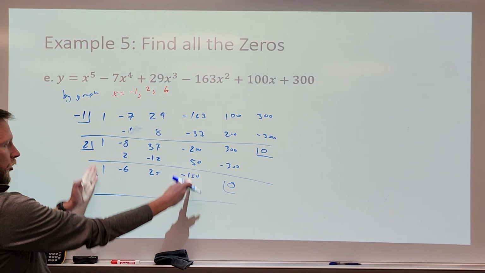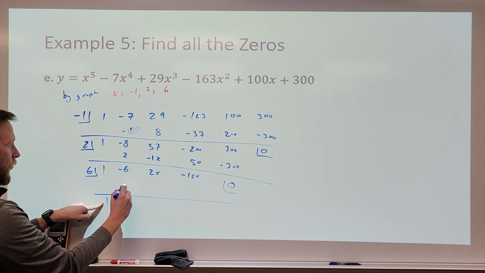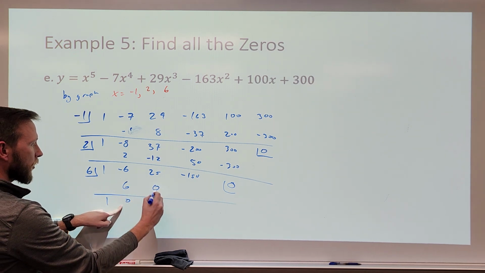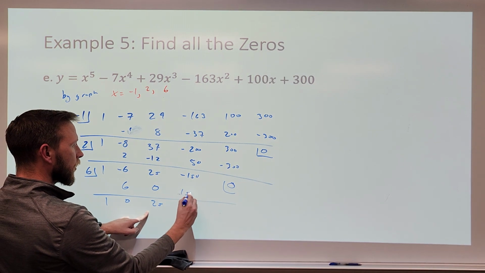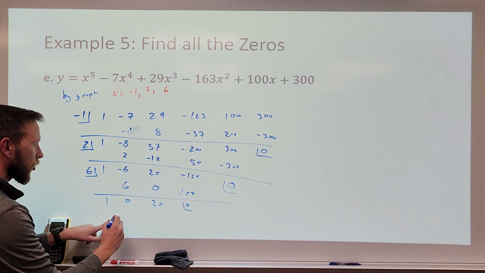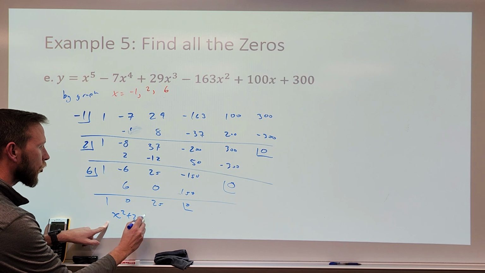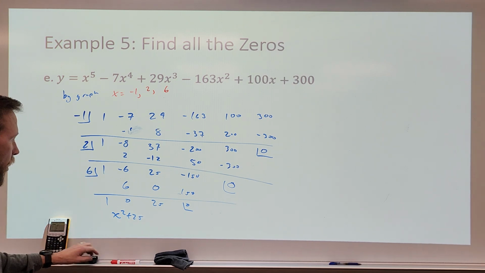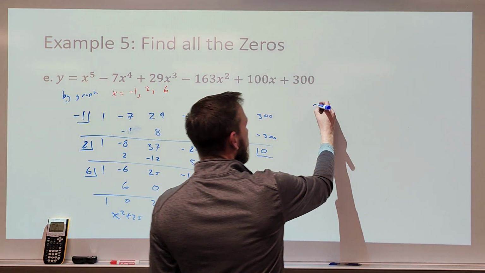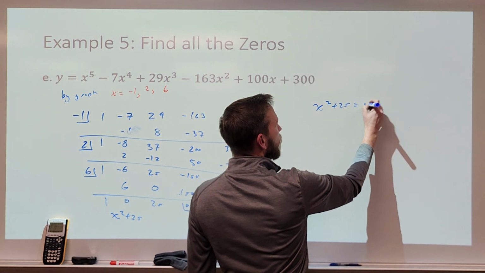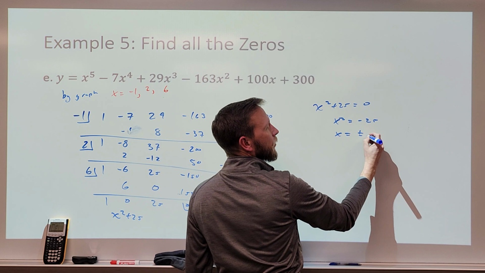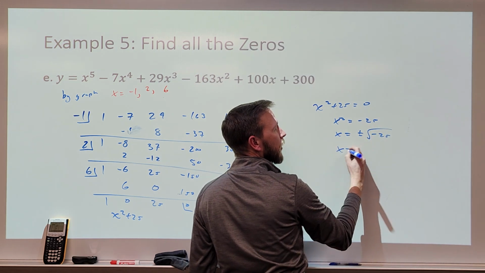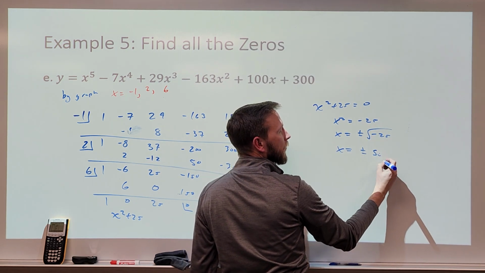Over here, again, we're doing these right here. Copy down the 1, multiply by 6. I get a 0. That makes 0. I get 25. I multiply by 6. I get 150. That adds to be 0. So I'm left with x squared and 25. Oh, Mr. Hibbett keeps getting the easy ones. So x squared plus 25. x squared plus 25 will equal 0 when x squared equals negative 25 and x is the positive negative square root of negative 25. So x is positive negative 5i.